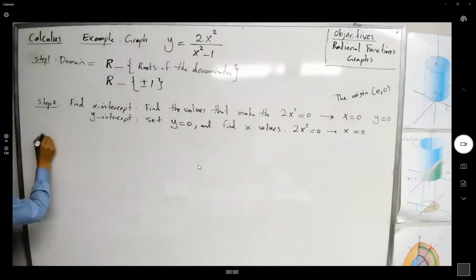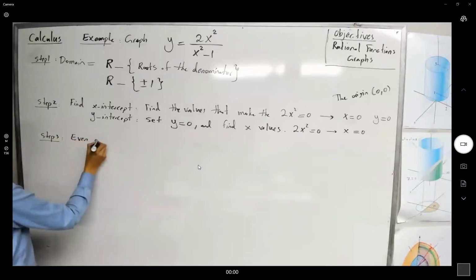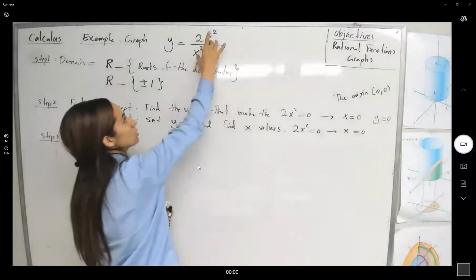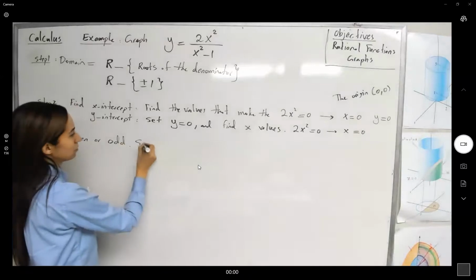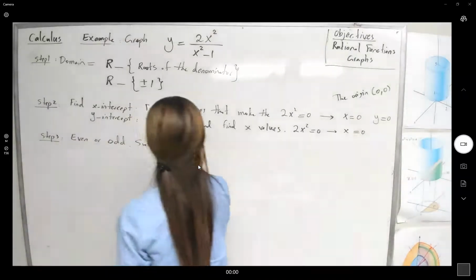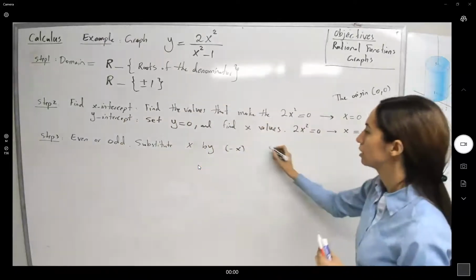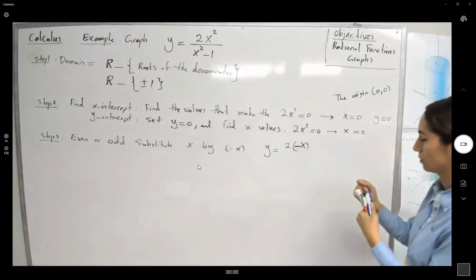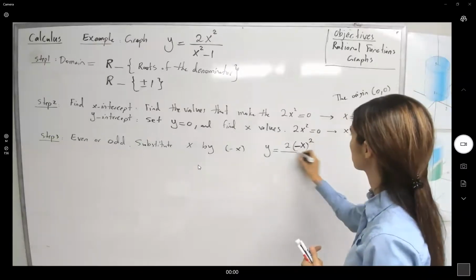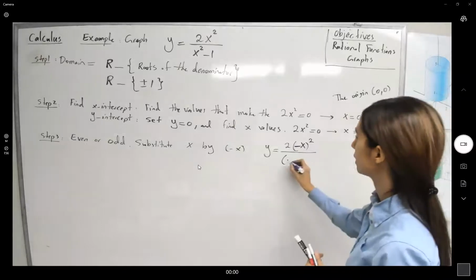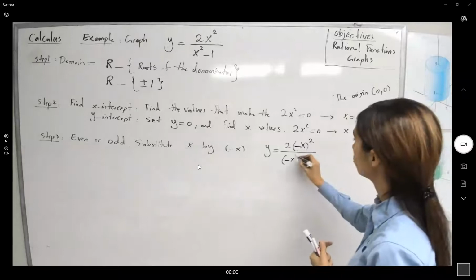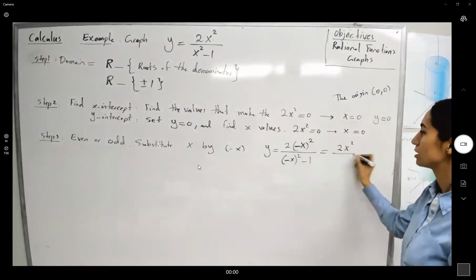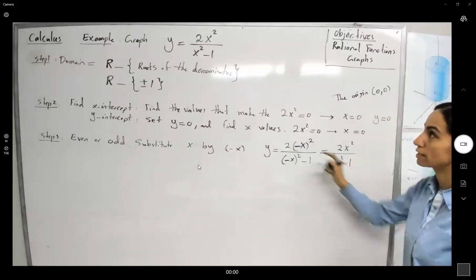Okay, after finding the x-intercept and y-intercept, we are interested in checking to see if we have an even function or odd function. Step 3. Even or odd. Well, to check if you have an even or odd function, we need to substitute x by minus x. So in this case, you get y equals 2 times minus x squared divided by minus x squared minus 1. Well, if you square negative x, you get x squared back. So you have 2x squared divided by x squared minus 1. We get the function itself.